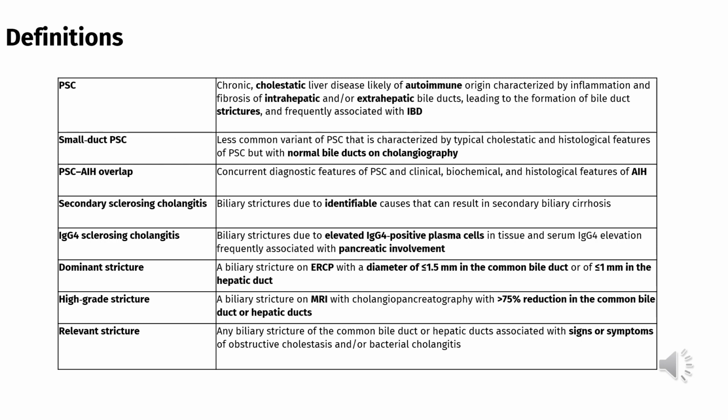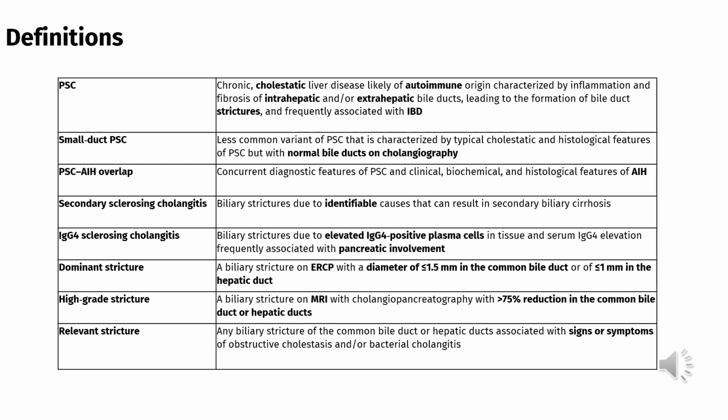And then for secondary sclerosing cholangitis, this is when you have biliary strictures, but secondary to specific identifiable causes, causing biliary cirrhosis. But our talk today is going to be focusing on the PSC, the primary type. Then we have the IgG4 sclerosing cholangitis, and this is usually secondary to elevated IgG4 positive plasma cells in the tissues, and there is elevation of the IgG4 in the serum, and most of the time there is pancreatic involvement.